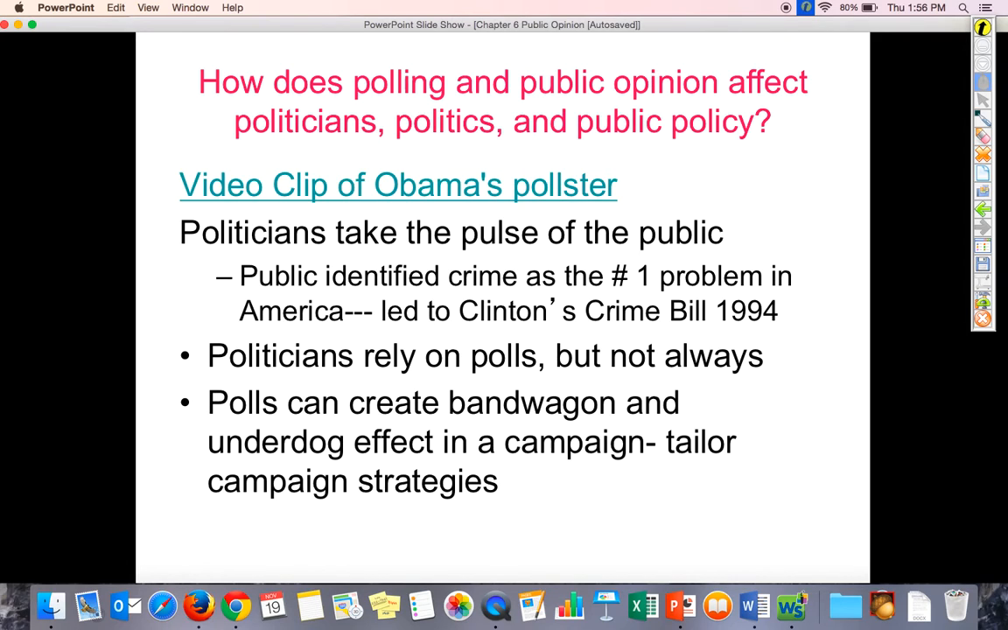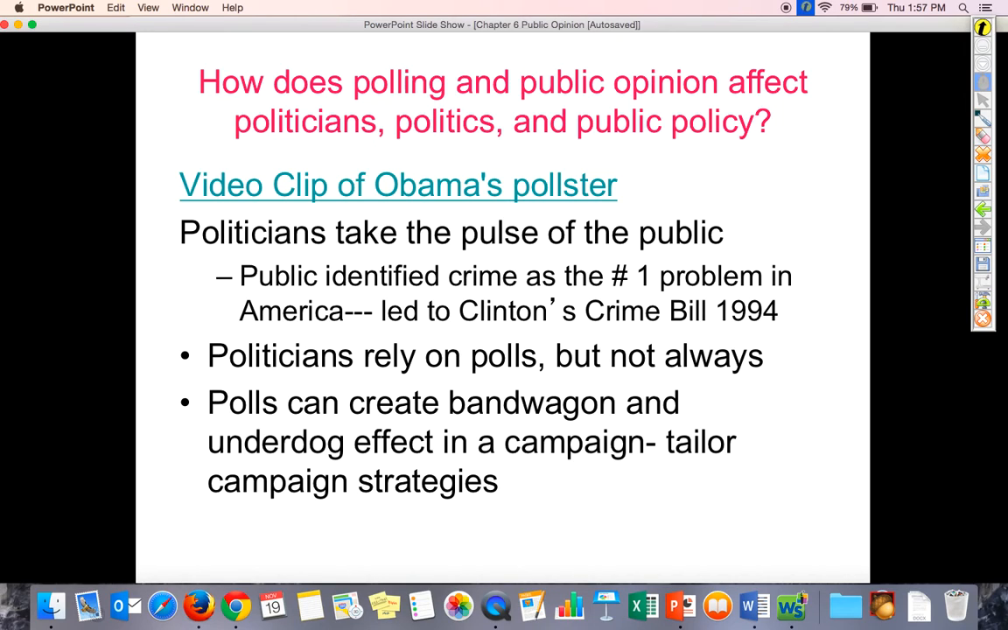Politicians also rely on polls, but not always. Some don't want to know the pulse of the public because they have to make a quick decision, or they know circumstances that the American public doesn't, so they rely on their own opinion, and sometimes that just happens due to the nature of the presidency.